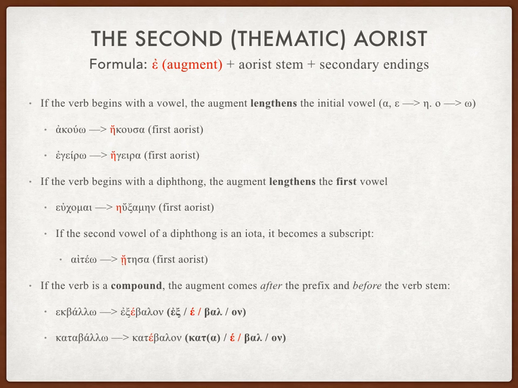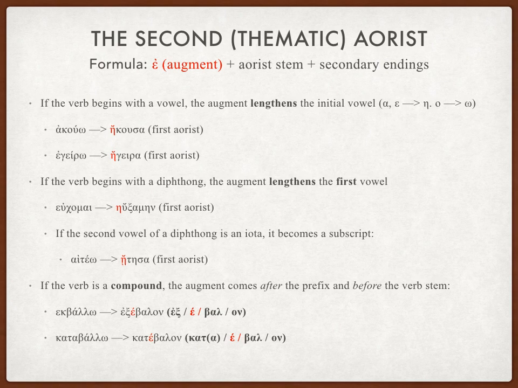Same thing with katabalo. If I throw something down, if I want to make that an aorist, I'll take away kata, down. That's just a prefix. That's icing on the cake. Put epsilon before the verb stem, e before bal, and then I'll finish that with my personal endings, starting with on, which is the verb form for I. What you're left with is kata e balon, or since I'm going to have two vowels run into each other here, there will be a little bit of elision to katebalon, I threw down.